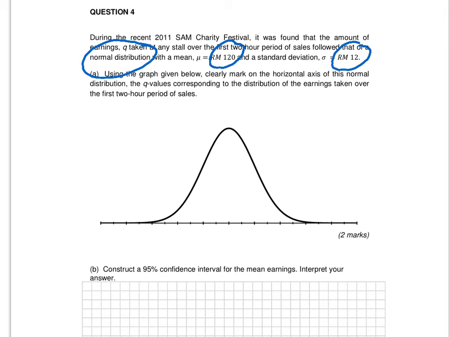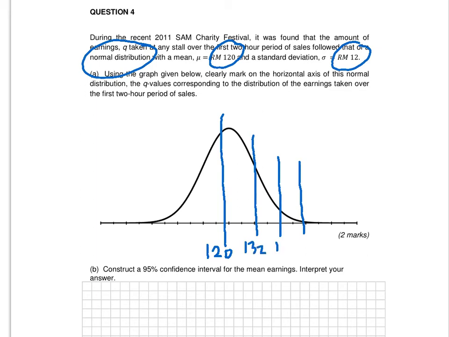Remember the empirical rule discussed in the earlier topics of Chapter 7? We mark the horizontal axis by plus minus 3 of the standard deviation from the mean, as follows. So here is the mean at 120. First standard deviation, second standard deviation, third standard deviation. The first standard deviation will be 132. Next we have 144 and 156.